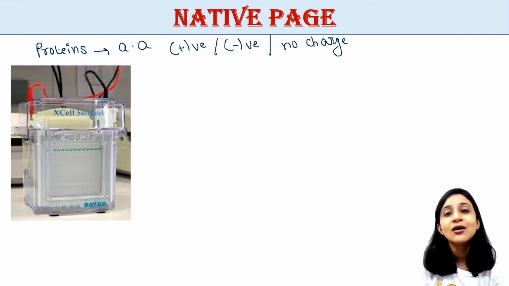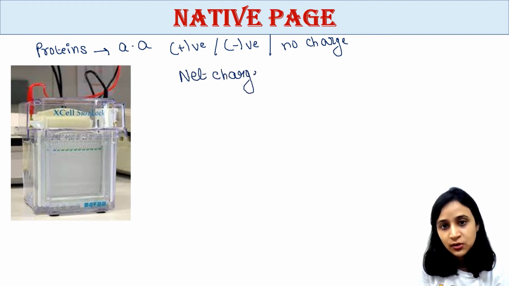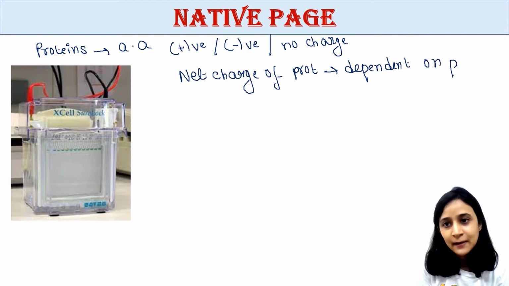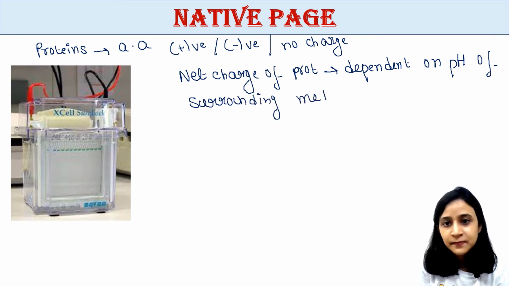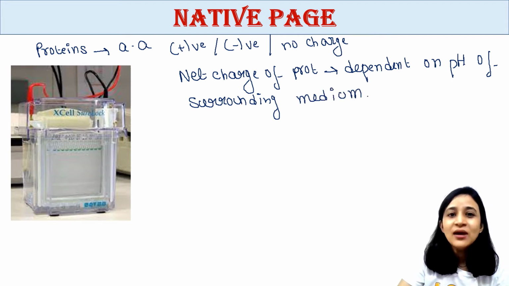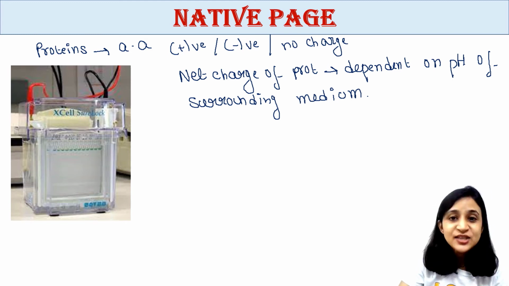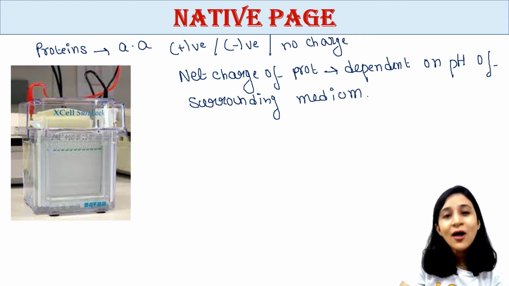But the net charge of a protein is also dependent on the pH of the surrounding medium. Therefore, at a particular pH of the medium, the net charge of a protein could be positive, negative or neutral. In native gel electrophoresis, the pH of the buffer is set such that all proteins at that pH carry a net negative charge.